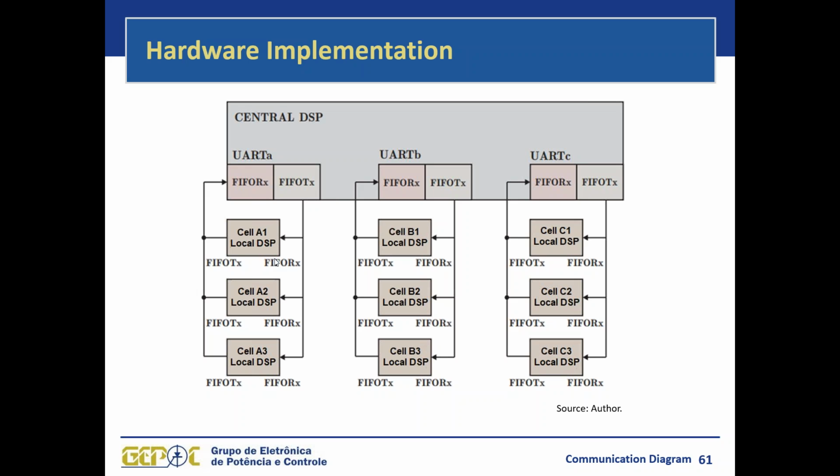And also the cells send back information to the central DSP just to make sure that they are working well. So if we have any problems, the cell sends back a package that says, okay, I'm having some trouble, do something. And this is how we have this back-to-back communication between the central inverter, or better said, the central controller, and the local controllers.